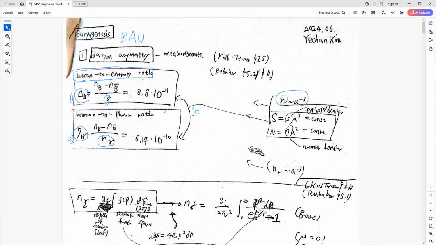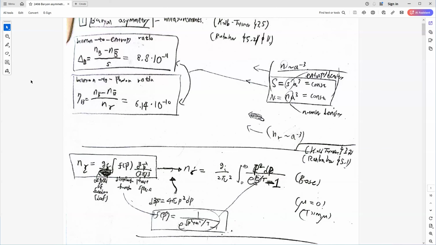And today, I will derive the number density and the entropy density to obtain this value. And also I will discuss some related topics such as energy density and the lepton asymmetry by using the chemical potential.